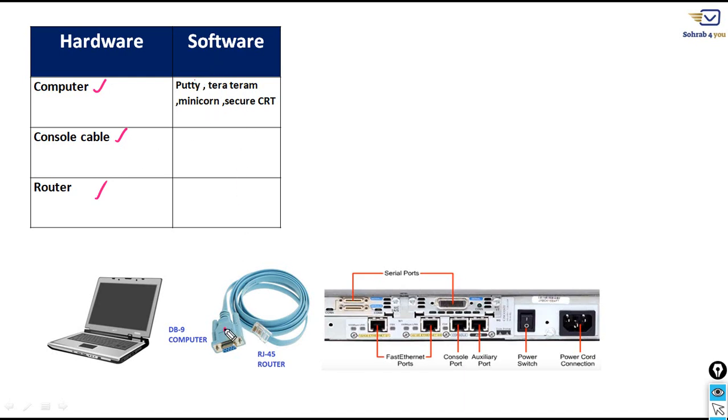This part is connected to your computer, and this part is connected to this port of your router. This is how we do the configuration. Okay, now we are going to move to Packet Tracer, where I'm going to show you how we connect them. So yeah guys, let's get started.